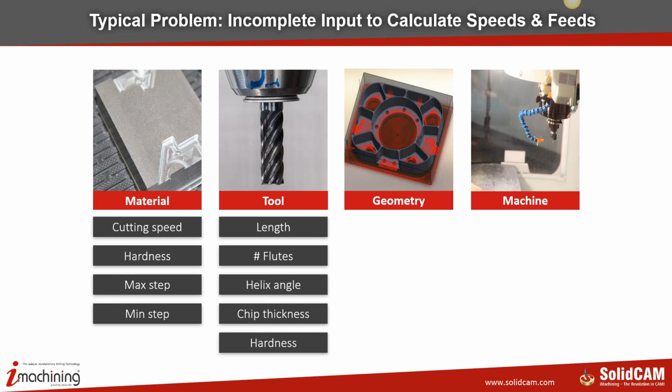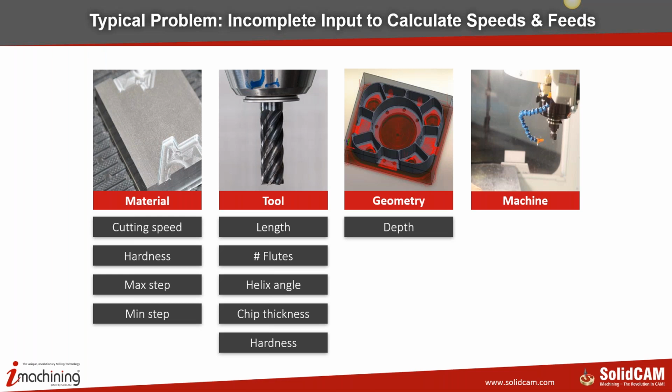From the tool, the length of the tool outside the holder is very important, as are the number of flutes, helix angle, chip thickness, and the hardness, which is basically the carbide grade itself. These matter a lot in deciding the parameters. From the geometry, apart from the shape of the part, the depth of the profile to be machined is also very important when calculating the cutting conditions.